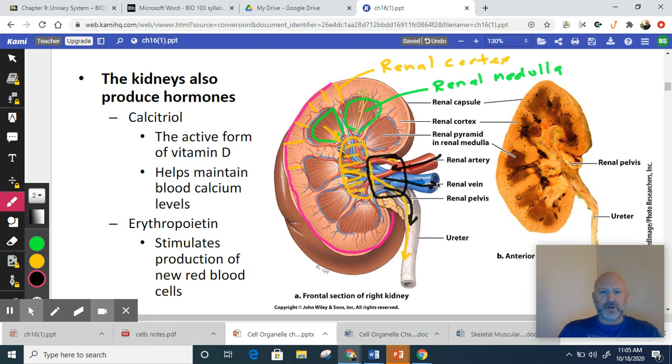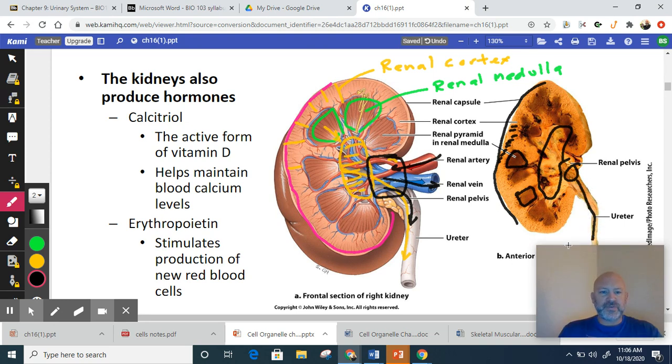So this is a cartoonish version. Over here is a real picture, but you can see all the same stuff. So out here is all renal cortex. Here's our renal pyramids. And here's marking where the renal medulla is, renal pelvis, and then the hilus. The capsule goes along the outside. Ureters. Here's a ureter here.